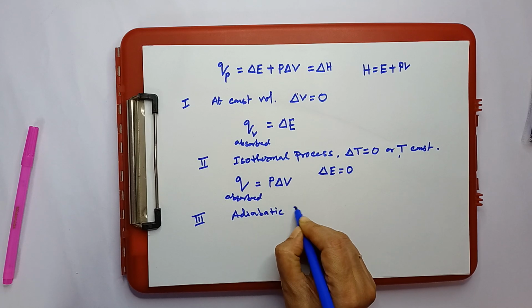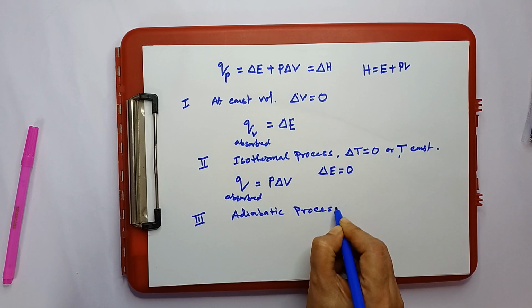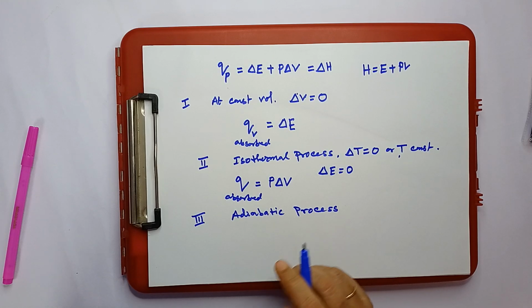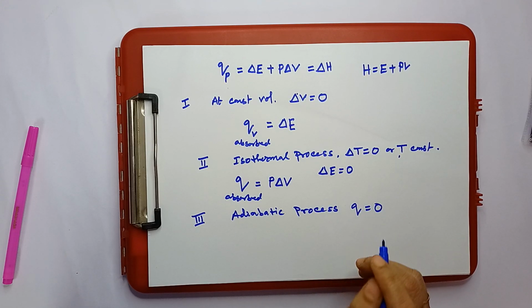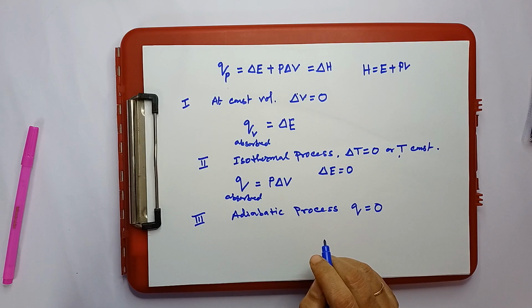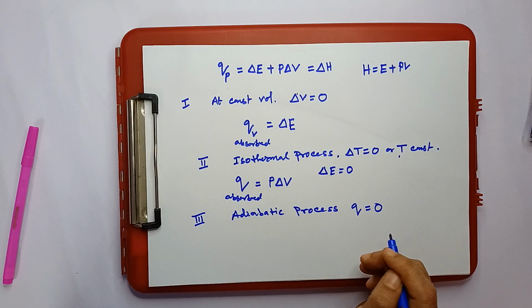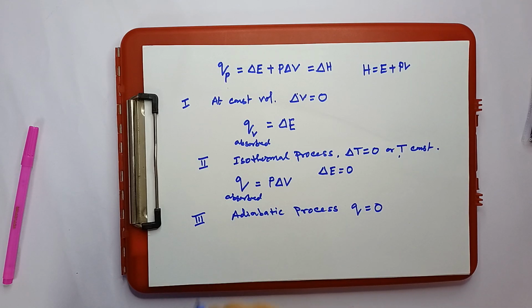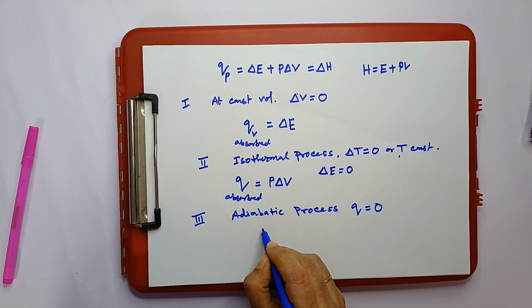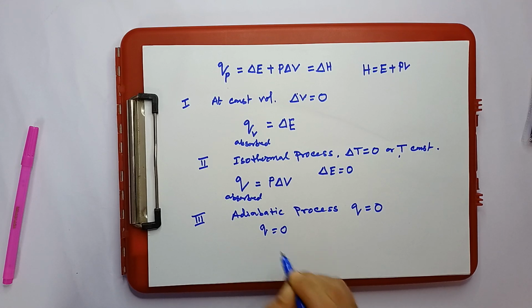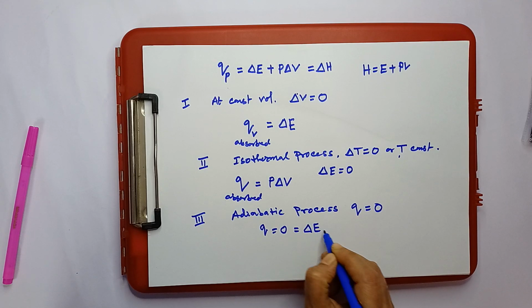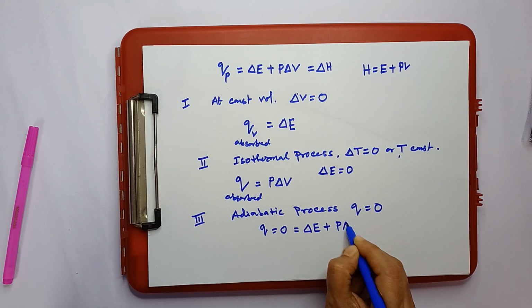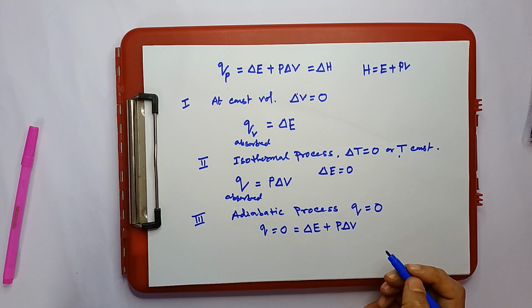Okay. Now coming to the third case, that is the adiabatic process. Adiabatic process means the system is kept insulated, and in that case Q is equal to 0. That means no heat can enter the system, no heat can be released from the system. So now coming to this case, when Q is equal to 0, and Q is equal to delta E plus P delta V, that is the pressure volume work.